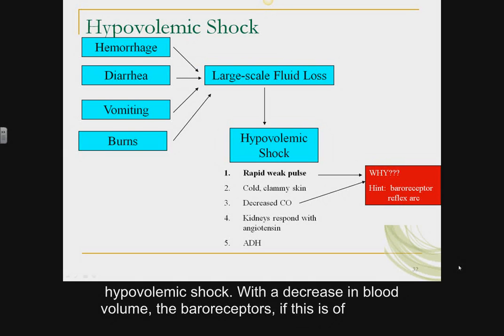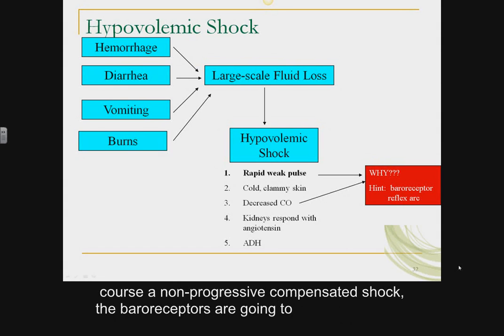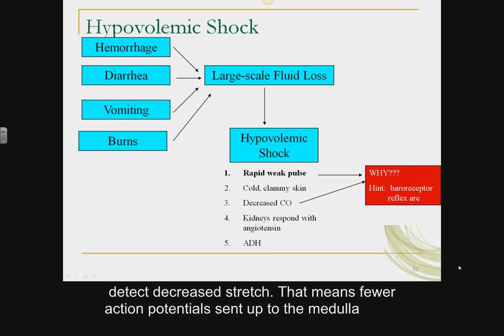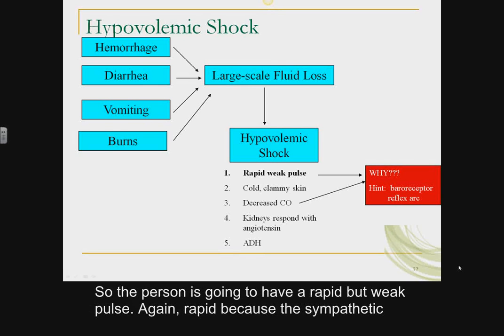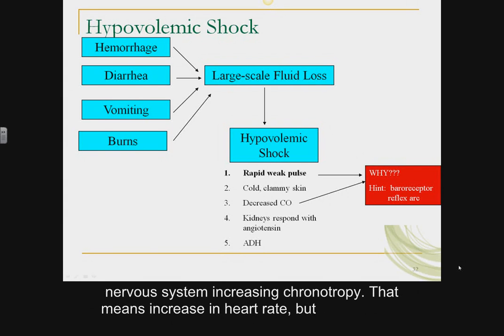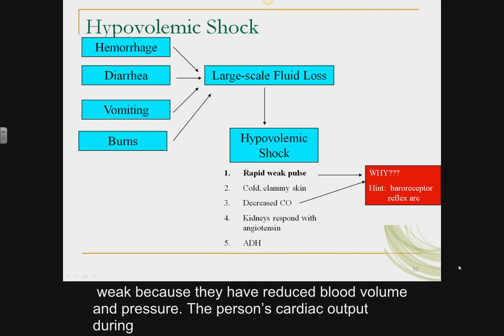With a decrease in blood volume, the baroreceptors, if this is of course a non-progressive compensated shock, are going to detect decreased stretch. That means fewer action potentials sent up to the medulla oblongata, and the resulting output would be an increase in the sympathetic nervous system. So the person is going to have a rapid but weak pulse. Again, rapid because of the sympathetic nervous system increasing chronotropy, and that means increased heart rate, but weak because they have reduced blood volume and pressure.